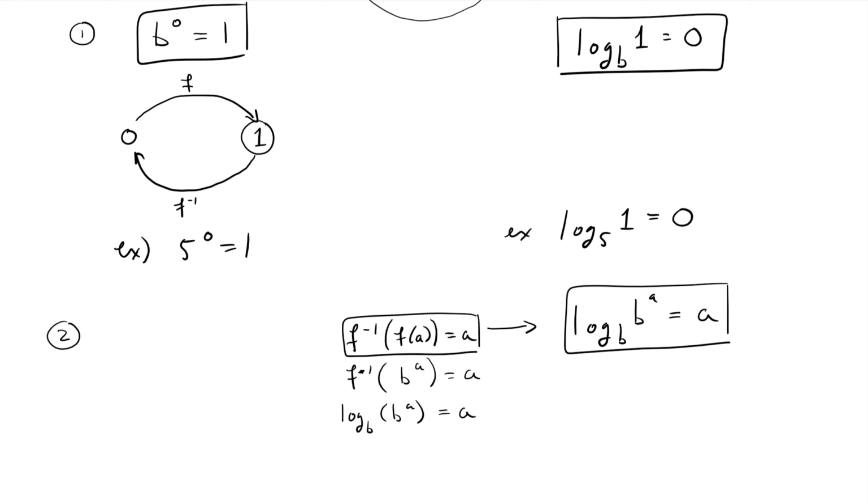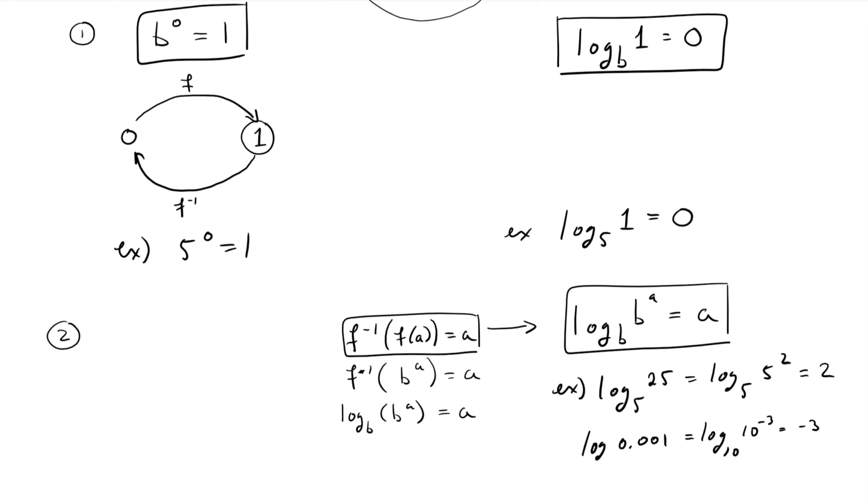For example, if you've got log in base 5 of, let's say, 25, well, 25 is a power of 5. So log in base 5 of 5 squared is just 2. If I have log of 0.001, this is log in base 10. If I didn't write anything for the base, it automatically means log in base 10. 0.001 is 10 to the minus 3, so that's just minus 3.